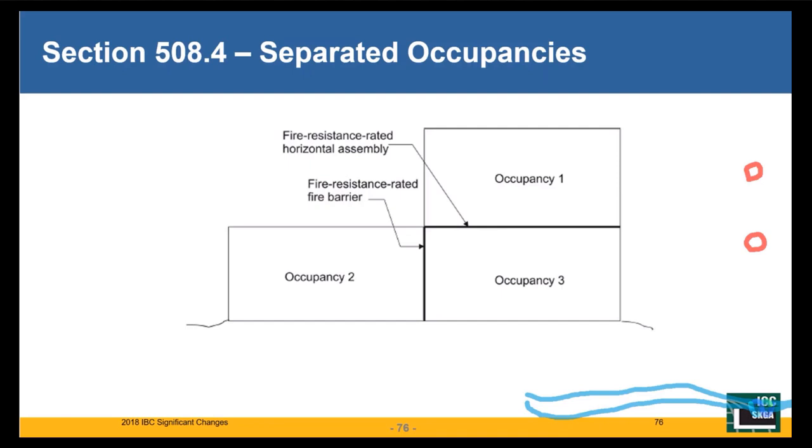Separated occupancies is, if you have occupancies, you choose to provide separation, horizontal or vertical. And these are fire barriers in accordance with Chapter 7, in accordance with table 508.4, which you will see shortly, what separation is needed.